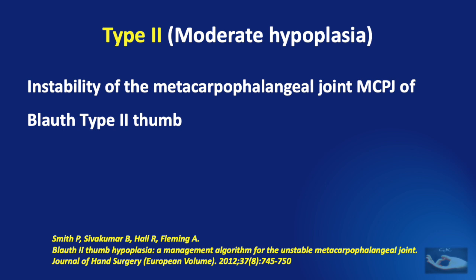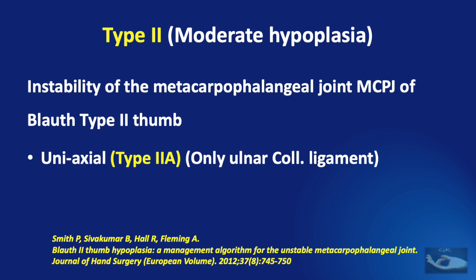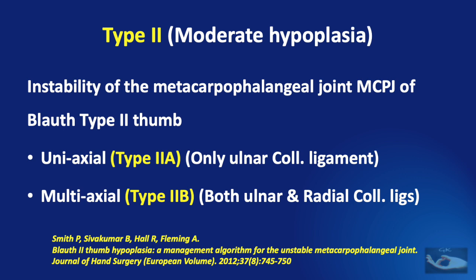Instability of the metacarpophalangeal joint of the type 2 hypoplasia can be uniaxial, where it is known as type 2A. Here, only the ulnar collateral ligament is lax. It could be multiaxial, known as type 2B, where both the ulnar and radial collateral ligaments are lax. So, there is universal instability in type 2B.